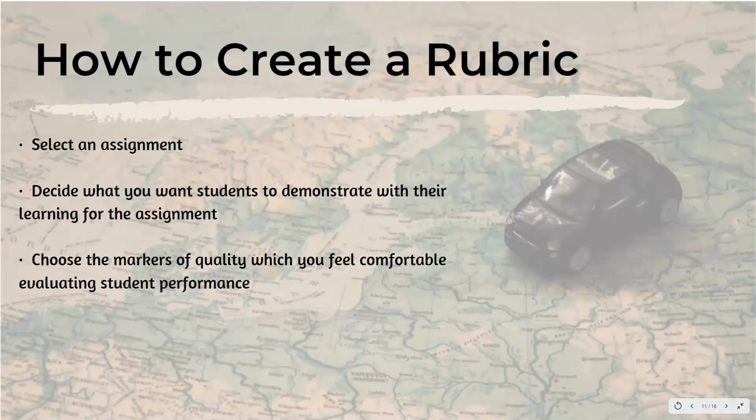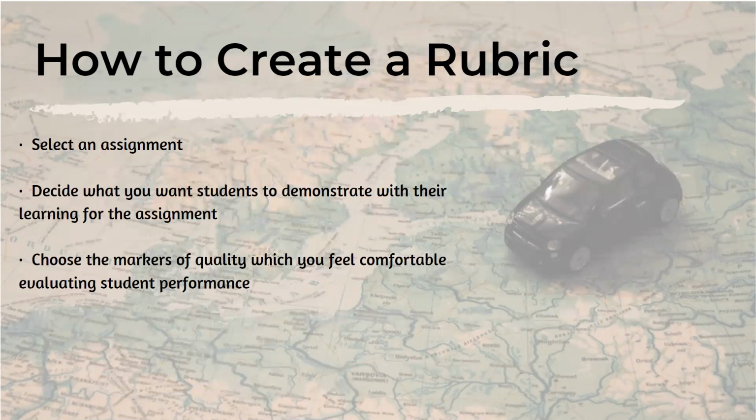So your roadmap to creating a rubric should begin by selecting an assignment. You can start off small, such as using a simple grading rubric for online discussions, or you can jump in and tackle the really big assignment, such as a research paper. Decide what you want students to demonstrate with their learning for the assignment. This should align with the learning objectives or course outcomes.